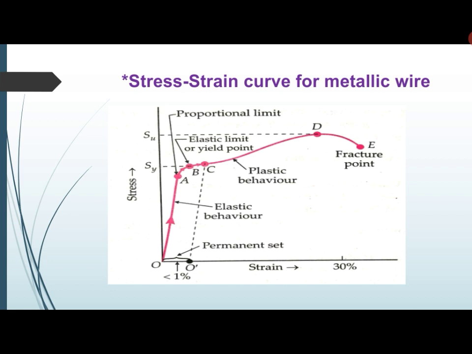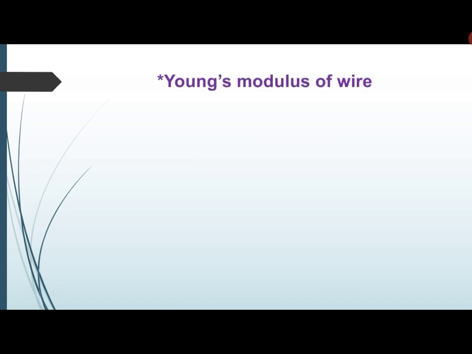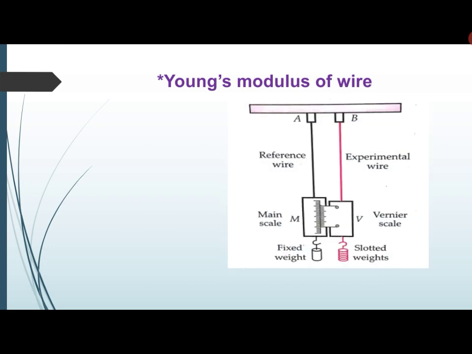So this is how the metallic wire behaves when we are increasing strain on the wire. Initially it obeys Hooke's law, and finally beyond a certain limit a fracture point is reached where the wire breaks. Now let us find out the Young's modulus of a wire when we are loading that wire. In order to discuss this, let us perform an experiment.